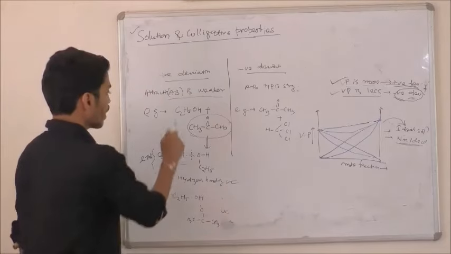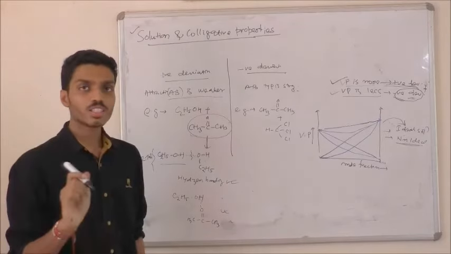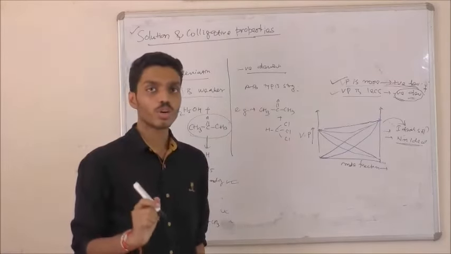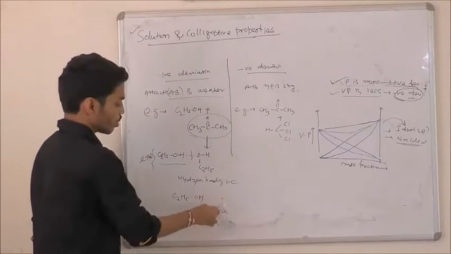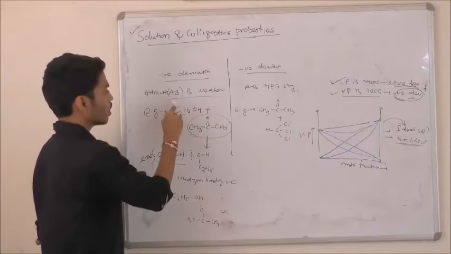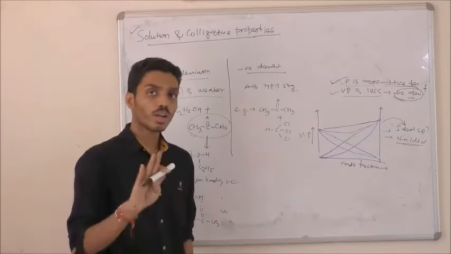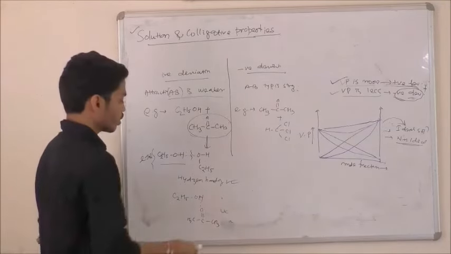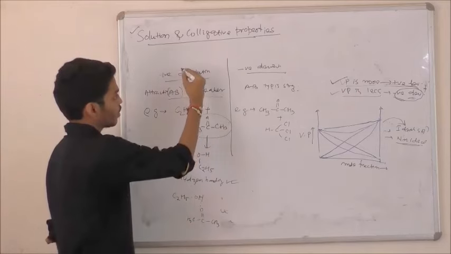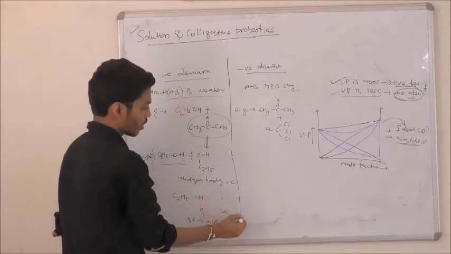Okay, so when we add C2H5OH and CH3COCH3, that is acetone, what is happening? In the solution that we are getting, the intermolecular interaction between them is weaker. Okay, and as it is weaker, the vapor pressure will be more, and we will see a positive deviation.